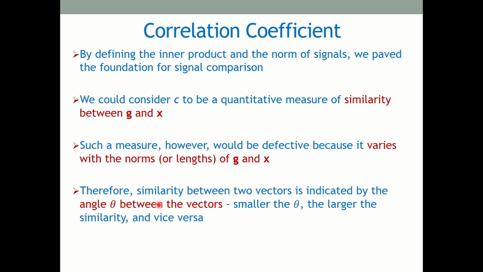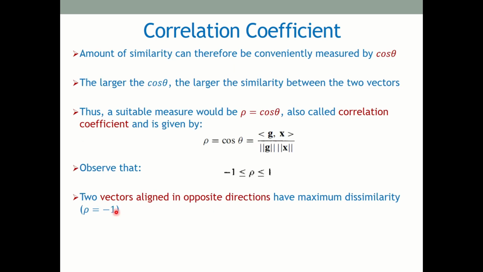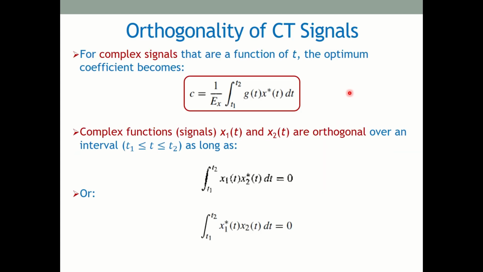So how can we tackle this issue? We can tackle it by considering that similarity is indicated by the theta between the two vectors. So the angle between the two vectors, if we consider that, then there is no contribution from the energies or the magnitudes of the vectors, and so the similarity would only be dependent upon how closely similar these two vectors are. So the amount of similarity can therefore be conveniently measured by cos theta. So instead of using theta, we use cos theta. The larger the cos theta, the larger the similarity between the two vectors. So let's look at this situation.